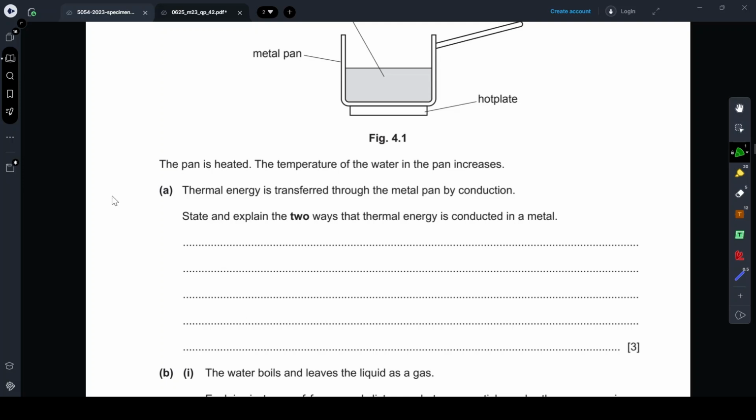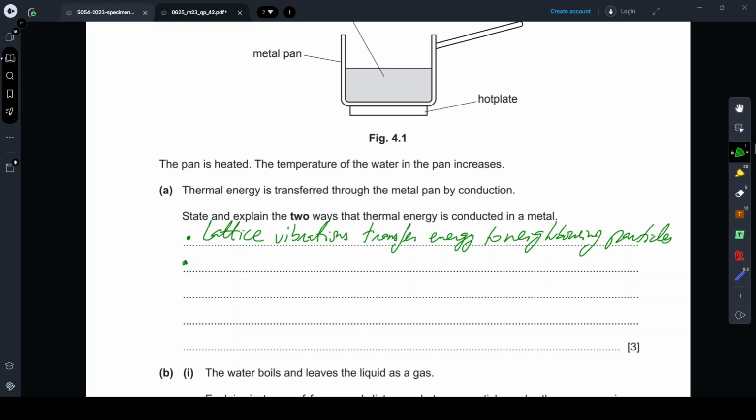Lattice vibrations. So one is lattice vibrations. What do they do? Particles in the hotter part of the metal gain kinetic energy and vibrate more. So these vibrations are given to the neighboring particles from collision. All right. And then the next. Do we need to explain in detail? No, no, no. This is enough.